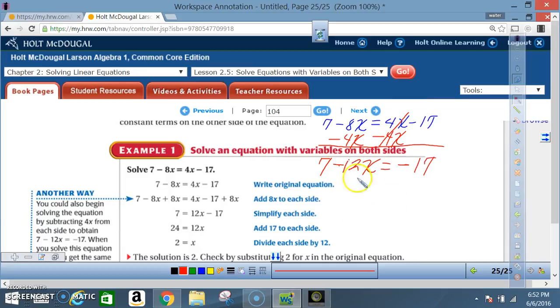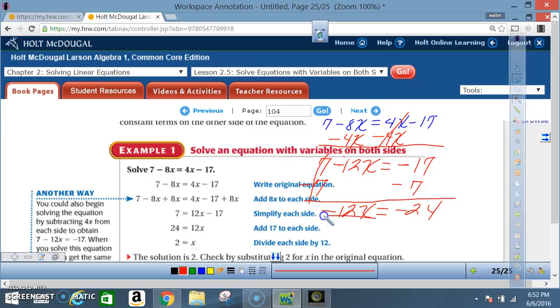Now this time, my variable term is on the left-hand side. So now the number I want to get rid of is the 7. I want to move that 7 over. So this is a positive 7. So I'm going to say minus 7 on this side, and over here I'm going to say minus 7 on that side. All right, now what's 7 minus 7? That's 0, so that's gone. Now I got a negative 12x is equal to a negative 24.